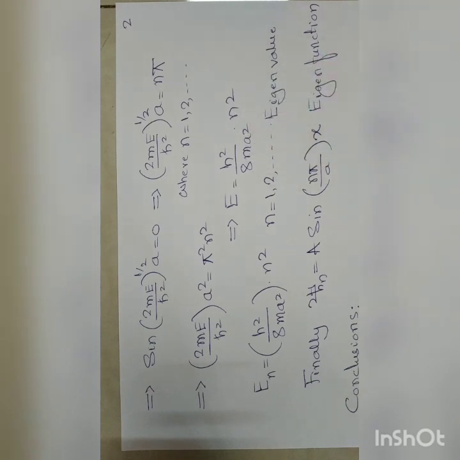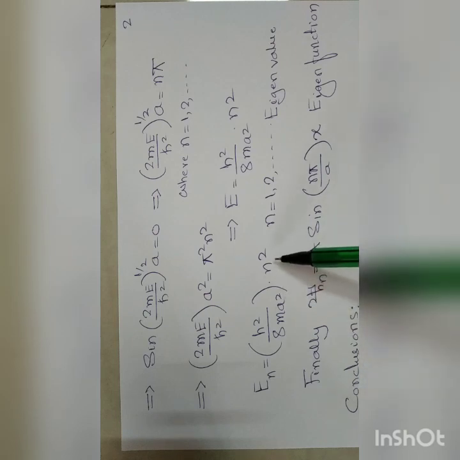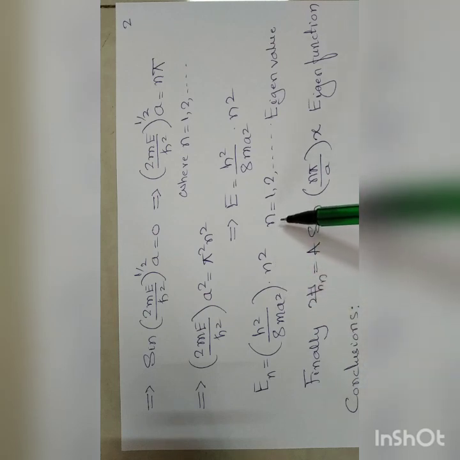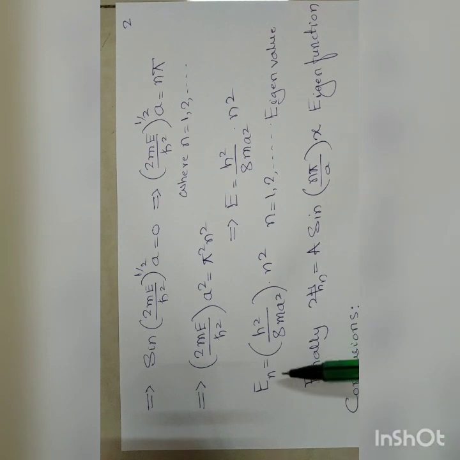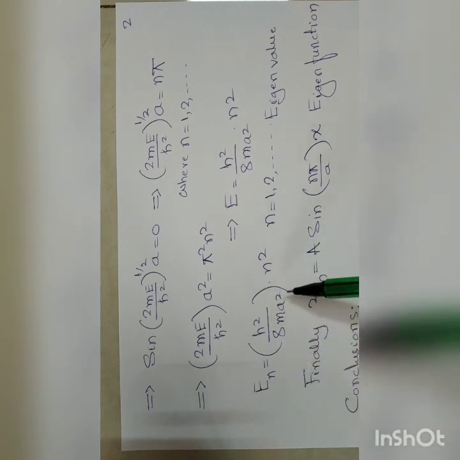Since n is variable here, as I said, n takes values n equal to 1, 2, 3, 4, and so on. As a result of that, we can write it as En. Hence, En equal to h square divided by 8m a square multiplied by n square, where n can take discrete values starting from 1, 2, 3, 4, and so on. This equation, En, is called the eigenvalue of this problem.